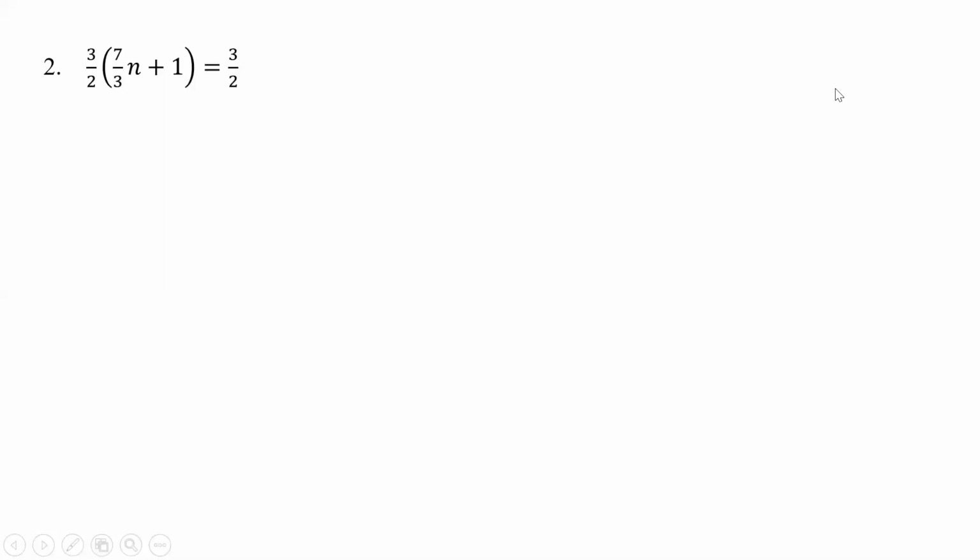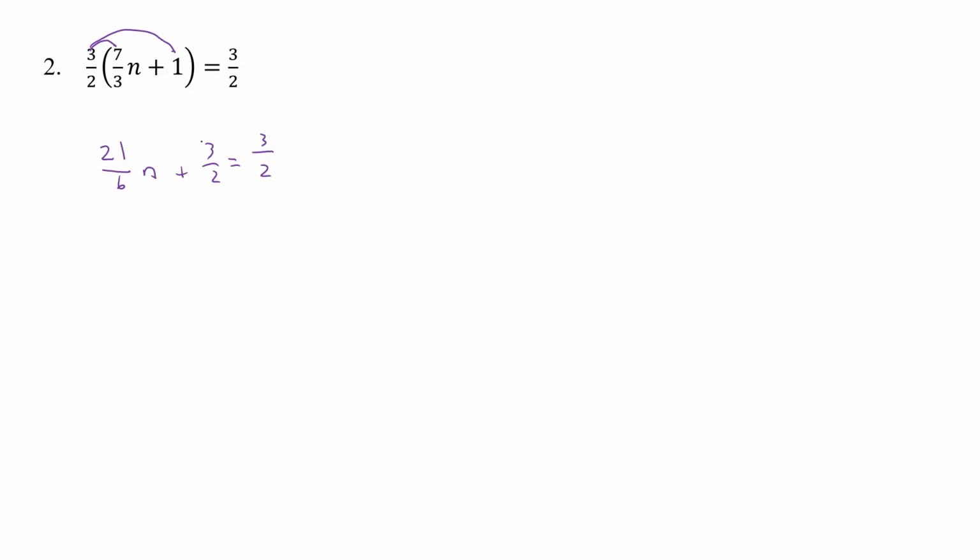All right, what do we have here? Well, we have another one where we have parentheses and fractions. So first off, we need to go ahead and distribute. So when we distribute 3/2 times 7/3, that's going to give us 21/6 n plus 3/2 equals 3/2. Okay.